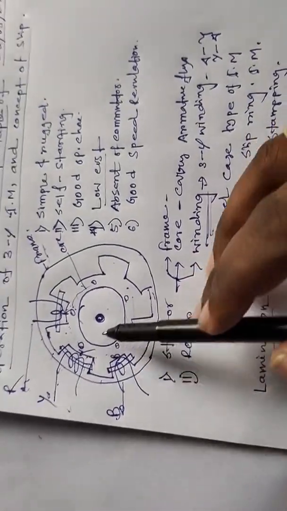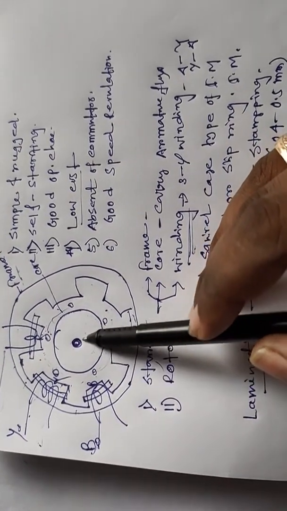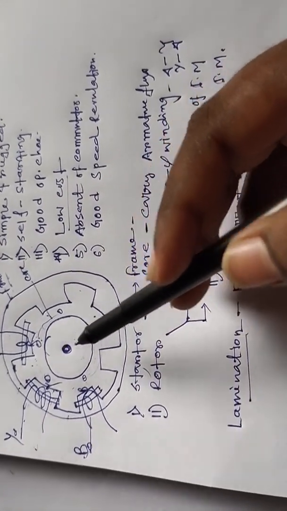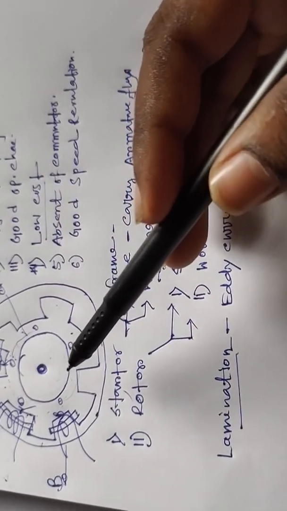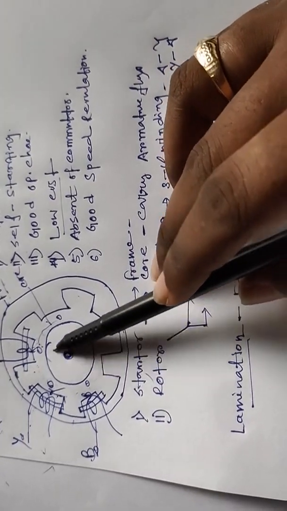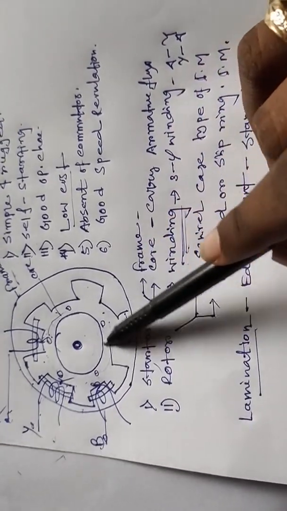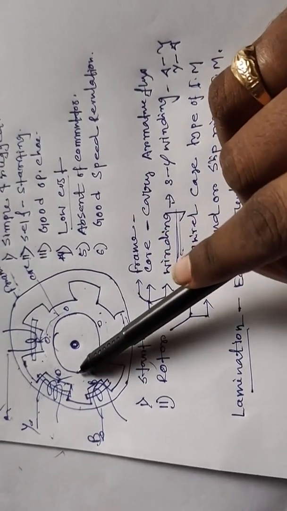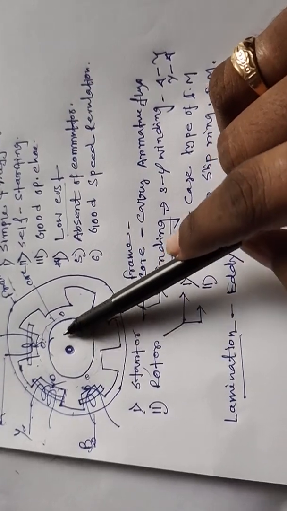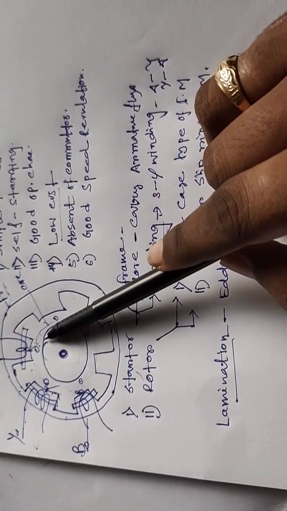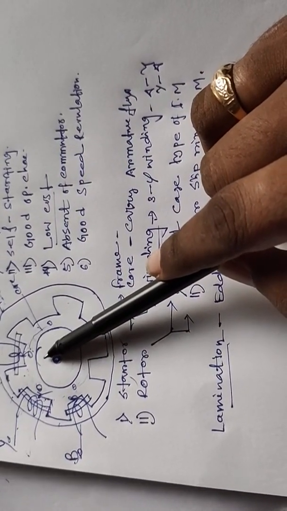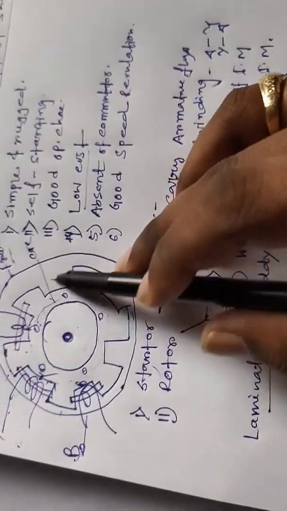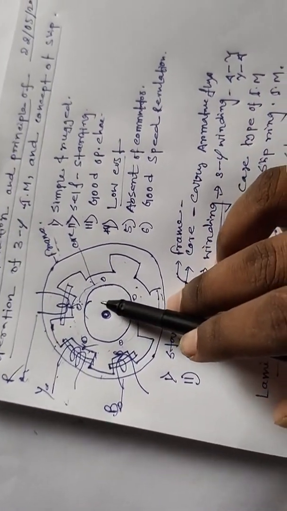We see the flux is cut by the rotor conductors, and the rotor conductors are short circuited by the end rings. When the current carrying rotor conductors are placed in this magnetic field, torque is developed, and hence the rotor is rotated by this torque. This rotation direction is given by Fleming's left hand rule. Then I will discuss how the rotor of a three phase induction motor rotates.